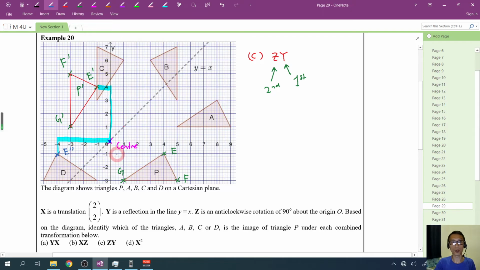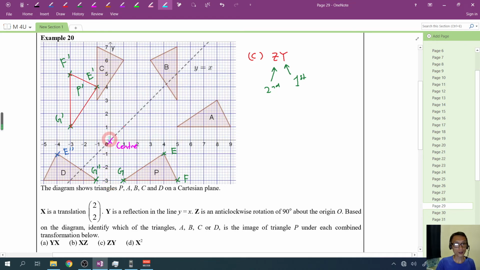So I will put E double prime, because this is a second transformation. Do the same thing for the rest of the points. 1 2 3, 1 3 1. So now I'm going to rotate this anti-clockwise. 1 2 3 1. This is G double prime. Actually, we already know that this is the answer, right? But I want to show you all the points, how they move, so that you understand better how to get the answer.